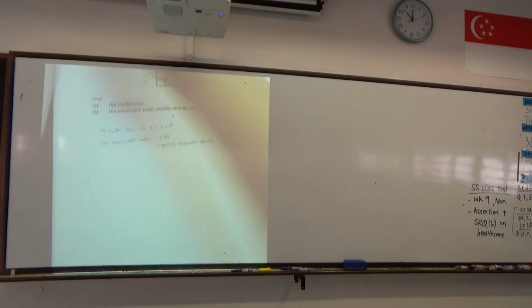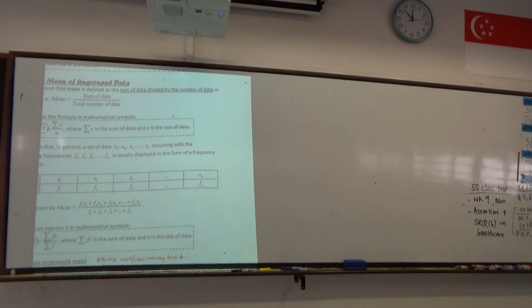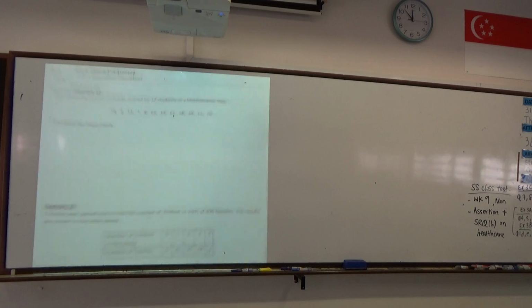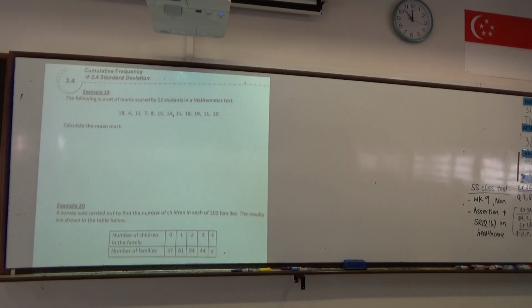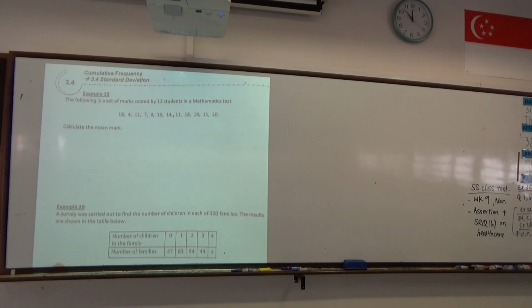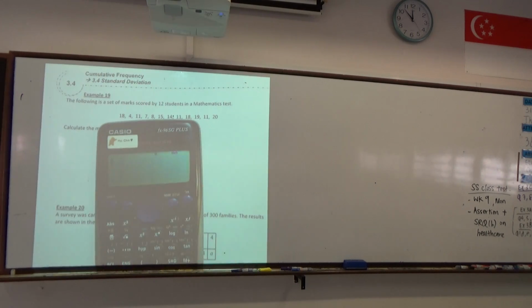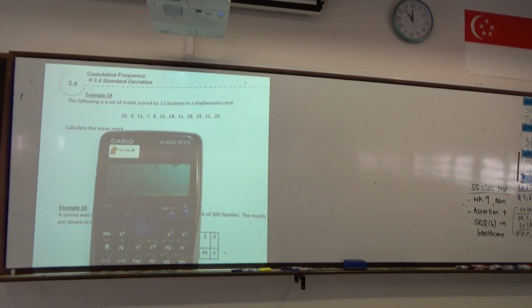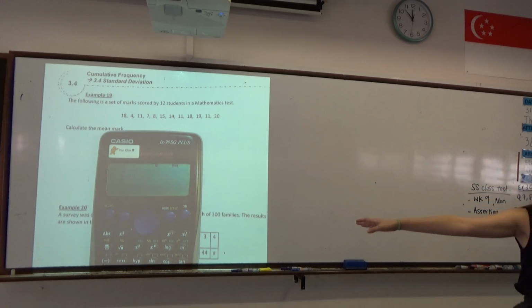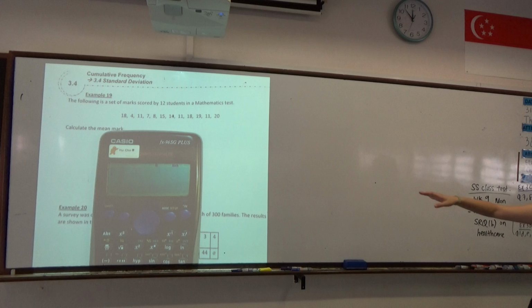So let's look at the next question first. Example 19. In this case, we have single data. So let's follow the instruction first for this single data. This one, of course, is manageable for us to do by simple pressing and applying the formula. But what if you want to use the calculator, which you can also do?